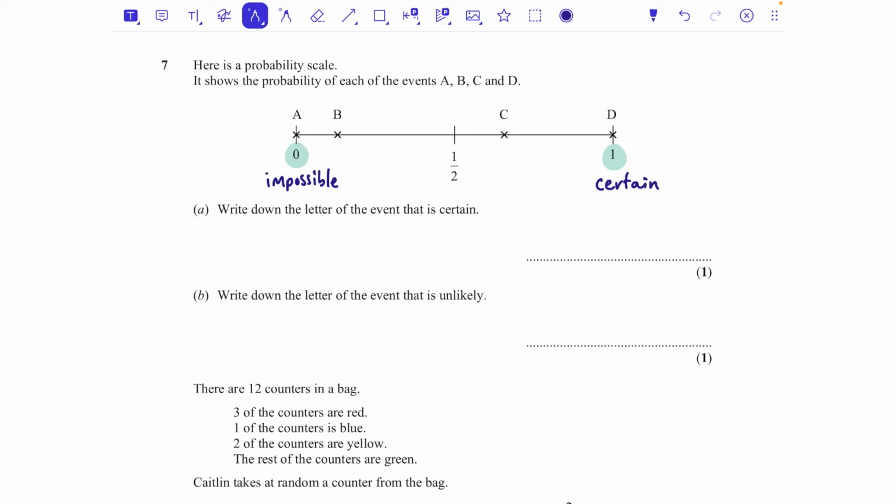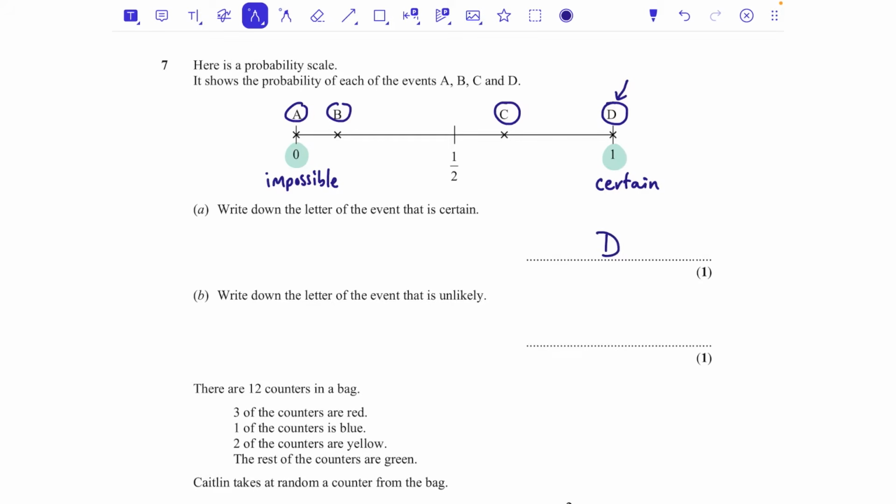So we've got A, we've got B, we've got C, we've got D. They are different things that are going to happen, and they've put them on the number line to tell us how likely they are to happen. Write down the letter of the event that is certain. So here we go. We know that if it's right up at the top there, if it's by 1, that is certain, definitely going to happen.